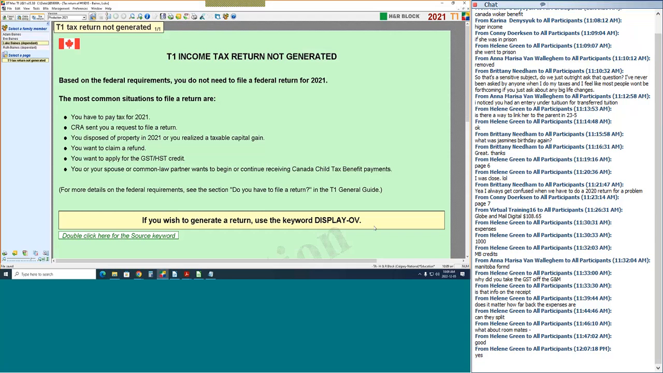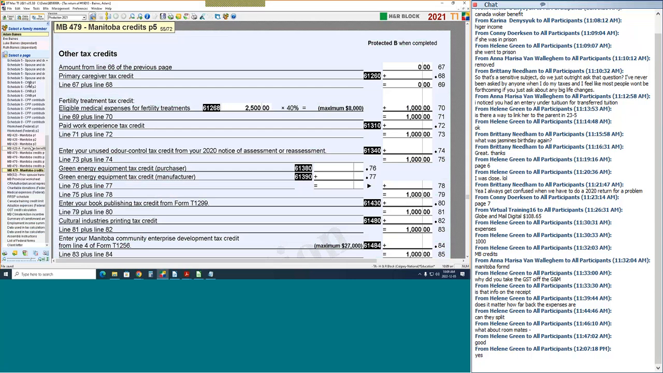It tells you how to do that. In the computer, it says use the keyword display OV. So follow the instructions. It's in the booklet as well. And then at the very bottom, it's going to have a list of pages they want you to print. Print the things they tell you to print.